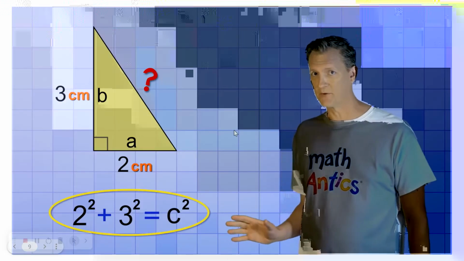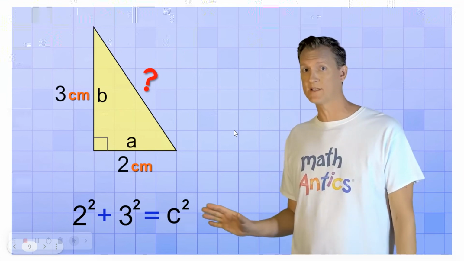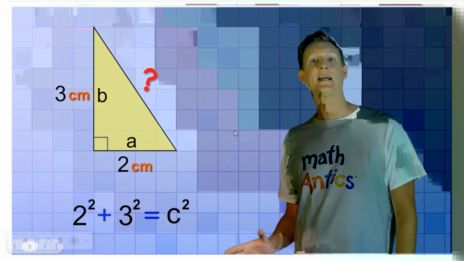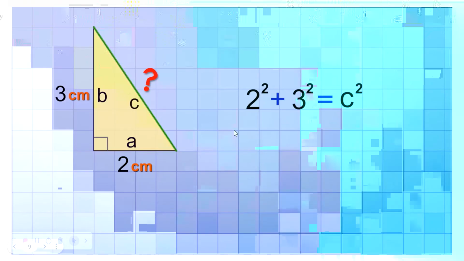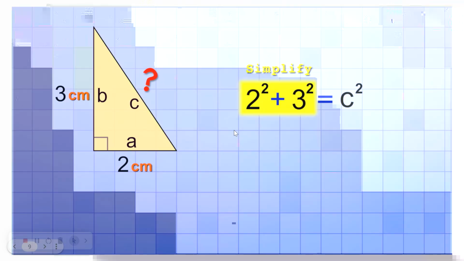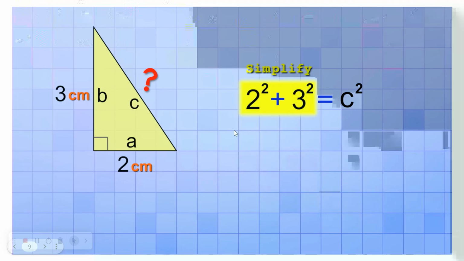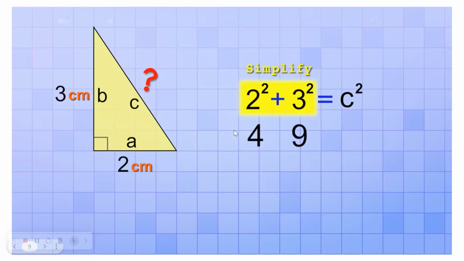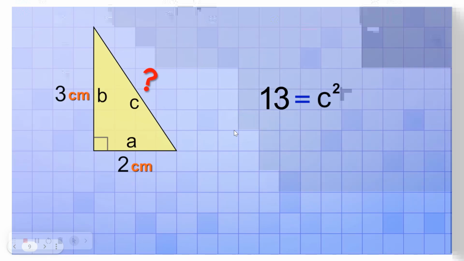If we solve this equation for c, in other words, if we rearrange the equation so that c is all by itself on one side of the equal sign, then we'll know exactly what c is. We'll know the length of that side of the triangle. First, we need to simplify the left side of the equation since it contains the known numbers. And according to the order of operations, we need to simplify the exponents first. 2 squared is 4, and 3 squared is 9. Then, we add those results, 4 plus 9 equals 13. And we have the equation 13 equals c squared, which is the same as c squared equals 13.